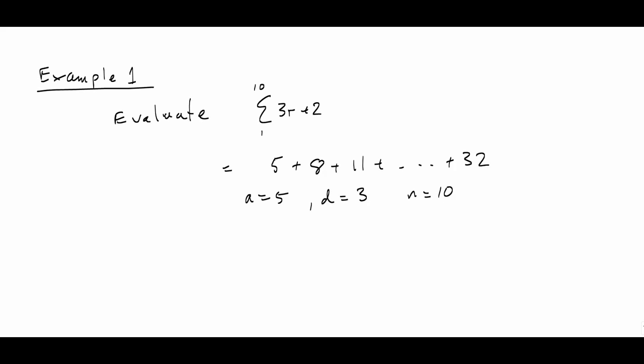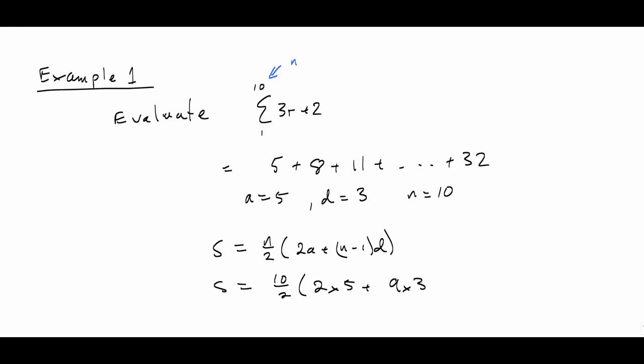Here is the n. And so that's an arithmetic series. S equals n over 2, 2a plus n minus 1 d. So substituting, n equals 10 over 2, 2 times 5 plus 10 minus 1, 9 times d, which is 3, and that comes to 185.